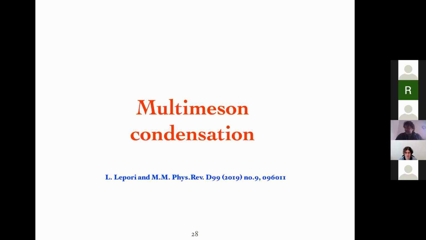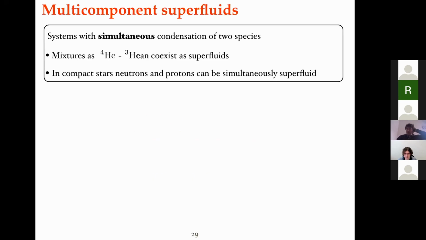Now, since I've been asked to present results that maybe are a bit puzzling, I decided to present two of my works. One is on multi-meson condensation, and this has been done with Luca Lepori, who is a postdoc in Pisa. The idea basically is to have the simultaneous condensation of two species of mesons.